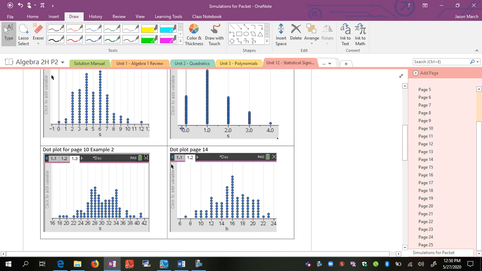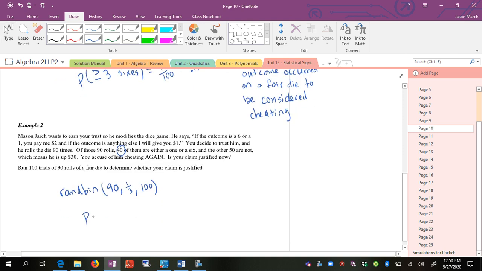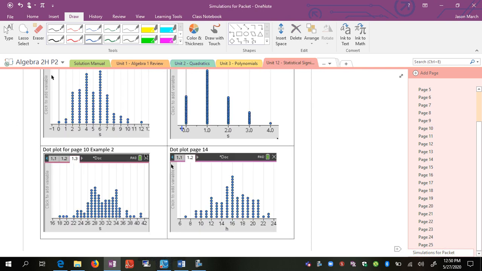here's the information. And if we go back to the actual question, we're looking at the fact that 40 of them are either a 1 or a 6. So he wins 40 of the times. So we are now calculating the probability of greater than or equal to 40 wins. This time, if I go back to that simulation, 40 is right there.